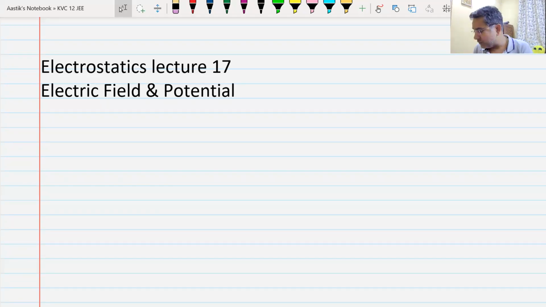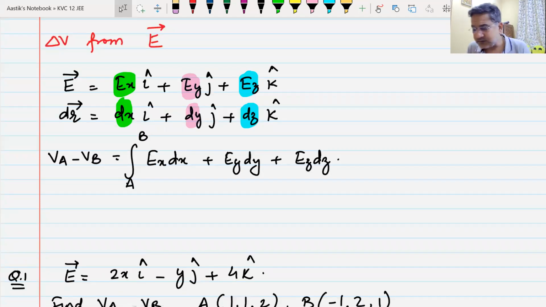Good afternoon, everyone, and welcome to this lecture. We are in lecture number 17, and we are dealing with the relation between electrostatic field and electrostatic potential. In the previous class, we had seen how we can find the potential difference between 2 points if the electric field is given to you.